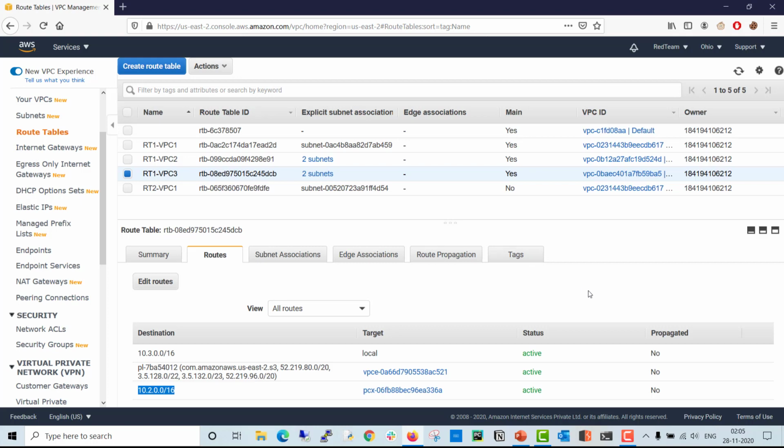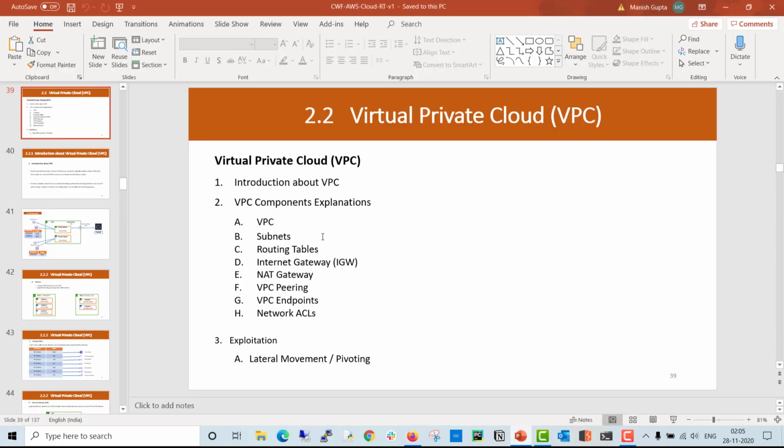So this is all about the VPC, the services, and everything. Now in our coming section we will discuss the exploitation part. This is called lateral movement and pivoting, as well as enumeration, how you enumerate and how you can do all these exploitations using command line methods.